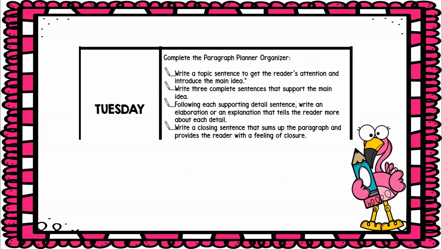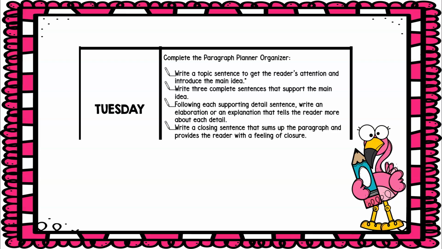Here are the steps of opinion writing that we are going to follow today. We are going to start by writing a topic sentence that includes the main idea and will get the reader's attention. Then we will write 3 complete sentences that support the main idea. Following each of the supporting detail sentences, we will write an elaboration or explanation sentence that tells the reader more about each detail. The final step for the day will be to write a closing sentence that sums up the paragraph and provides the reader with a feeling of closure.